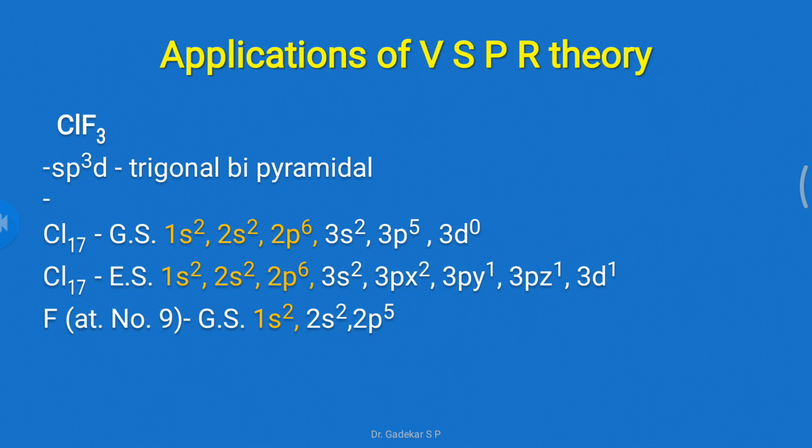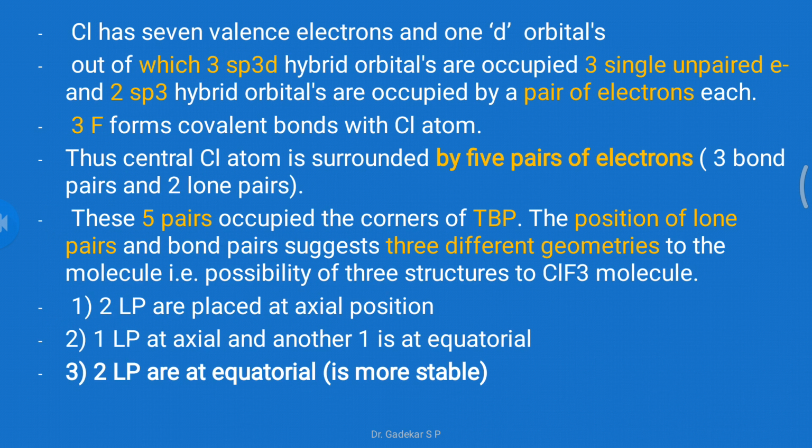So in this excited state, 3s2 and 3px2 are the lone pairs of electrons, and py1 interacts with fluorine, 3pz1 interacts with fluorine and 3d1 interacts with fluorine to form 3 fluorine-chlorine bonds. 3 bond pairs and 2 lone pairs are formed. These 5 pairs occupy the corners of a TBP, that is a trigonal bipyramidal type of molecule.